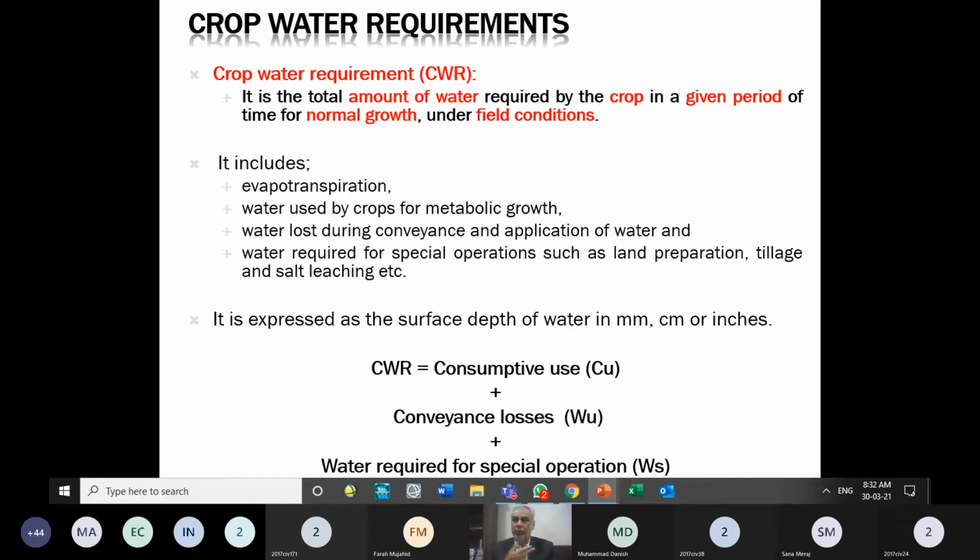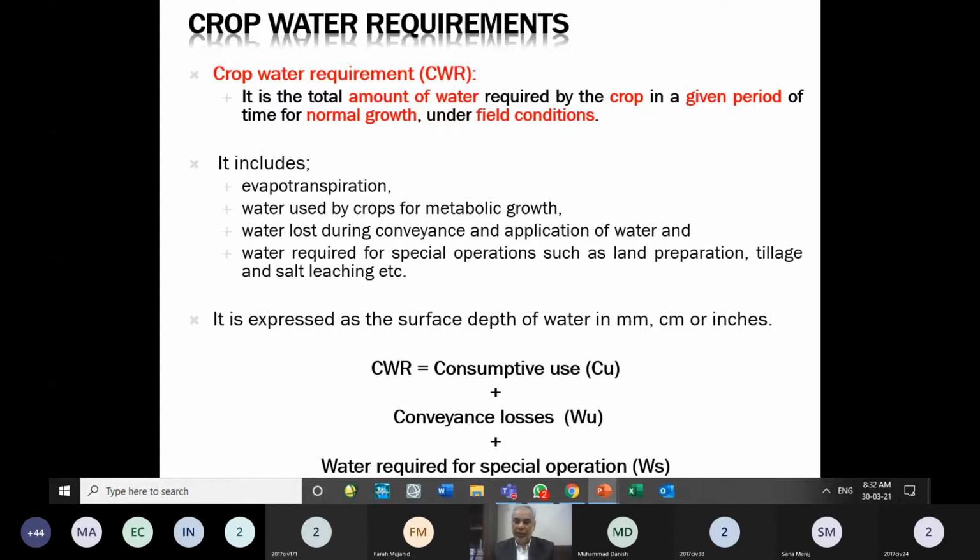For example, you already know this Lahore branch is getting water from Marala, and Marala is hundreds of kilometers away from here. So there are huge losses incurred in the conveyance system. So that should be added if we want to calculate the crop water requirement at the head of the canal system. If we want to calculate water requirement at the head of the field, then these conveyance losses will not be there. Then only losses occurring in the field will be considered, which we call the field losses.